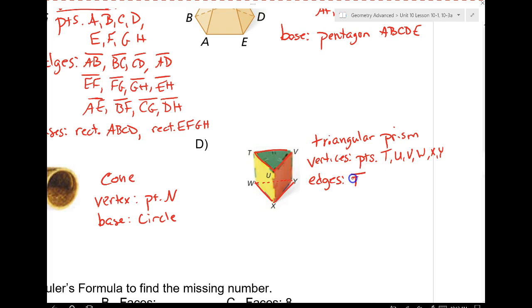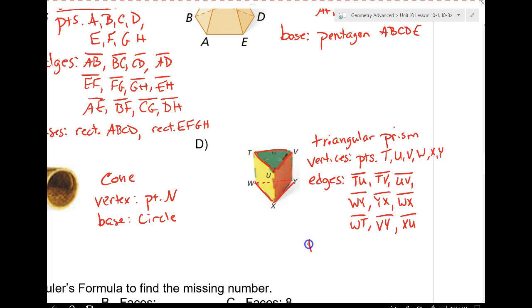So you have segment TU, segment TV, segment UV, segment WY, segment YX, and segment WX. And then the vertical ones, segment WT, segment VY, and segment XU. So you have the 9 different edges on there.